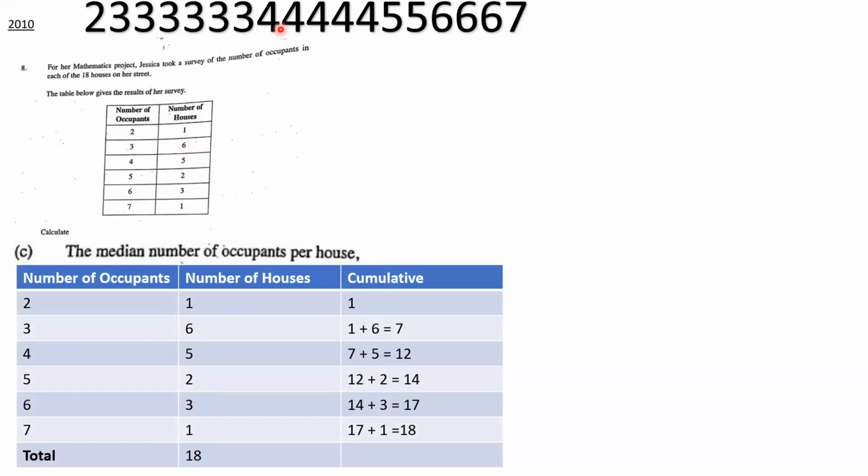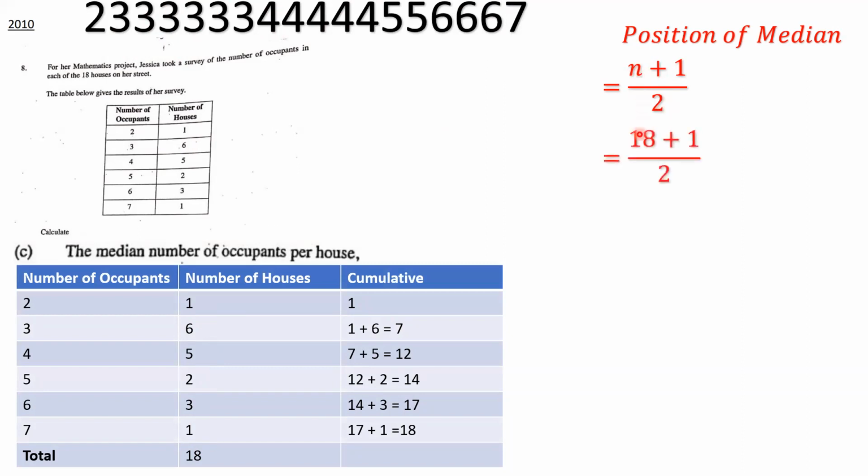So that means there are a total of 18 digits. And so remember, the position of the median is given by this formula, n plus 1 divided by 2. Well, we know that n is the number of digits that we have, and that's going to be 18. So it's 18 plus 1 divided by 2, and that's 19 divided by 2, and so that means it's going to be 9.5. So that means that the median is going to be anywhere between the ninth digit and the 10th digit, all right, 9.5.